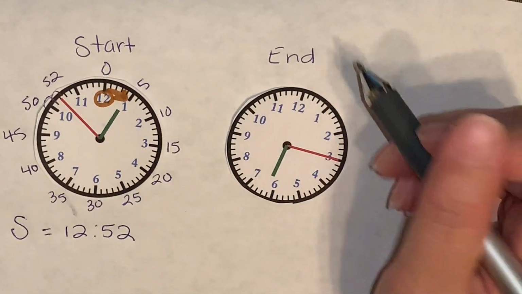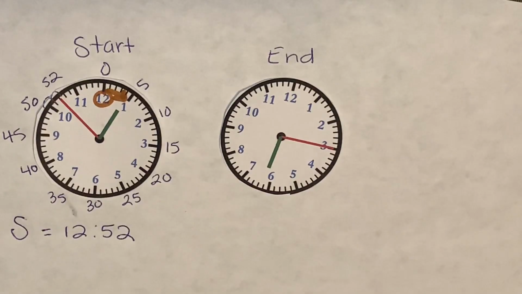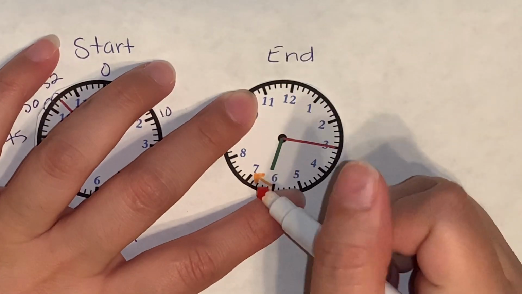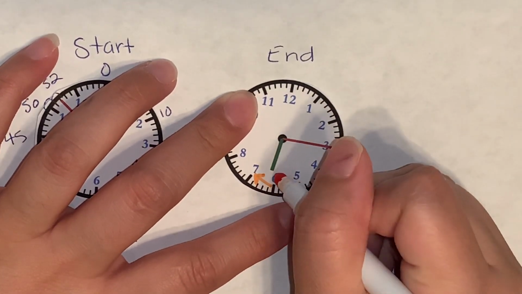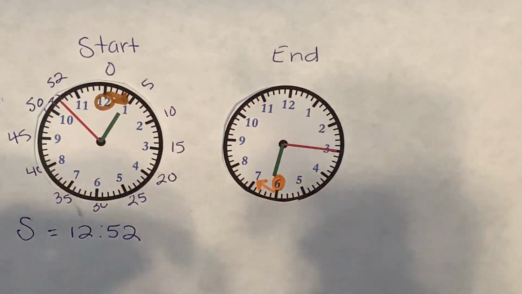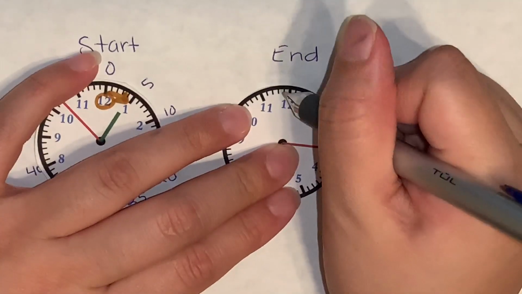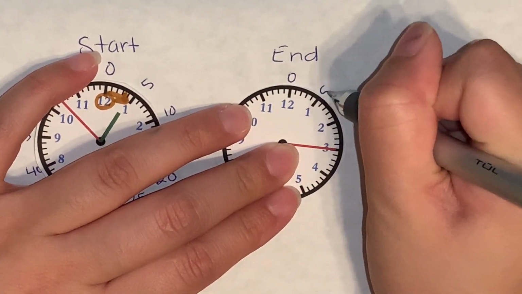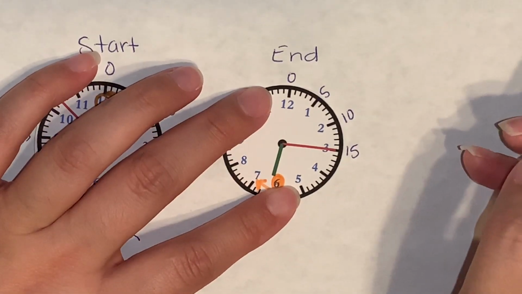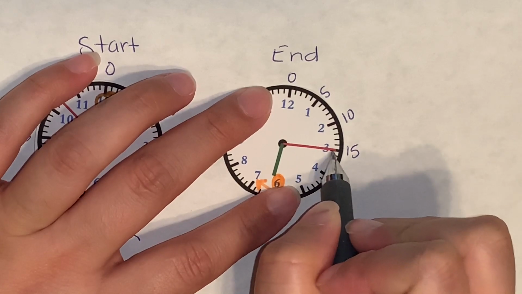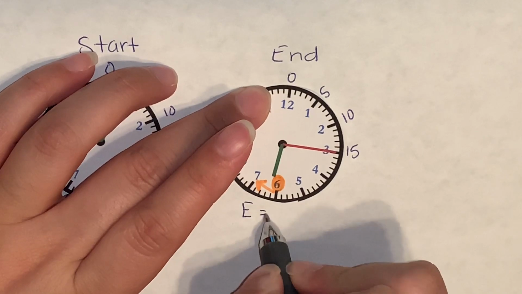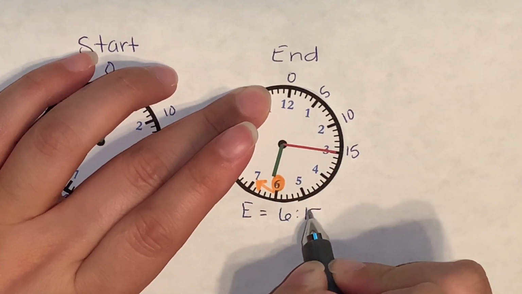Now let's take a look at the end time. We'll look at the hours first. It's between 6 and 7, but it has not reached 7 yet, so the hour is still 6. Now let's count the minutes. 12 starts at 0, 5, 10, 15. Because it is exactly on the 3, it stays at 15. So the end time is going to equal 6:15.